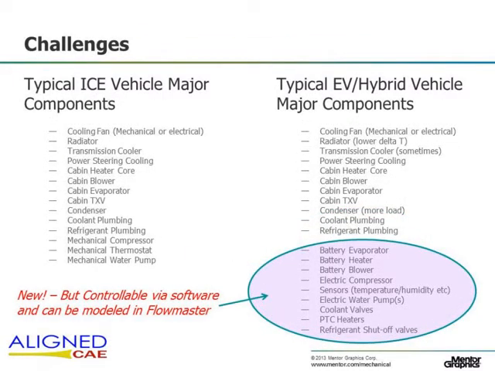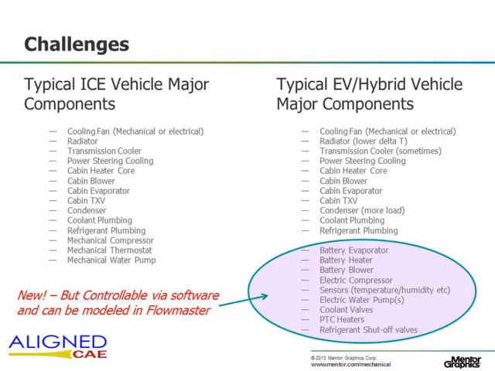So when we break those two into components, we have the ICE vehicle components here on the left-hand side. We have a cooling fan, which is mechanical or electrical, a radiator, transmission cooler, power steering cooler, a cabin heater core, a cabin blower, cabin evaporator, cabin thermal expansion valve, condenser, the generic coolant plumbing, and refrigerant plumbing. We typically, in an ICE vehicle, see mechanical compressors driven by a belt connected to the engine. We have a mechanical thermostat, which is basically a fixed setting, and mechanical water pumps, which are driven by the engine.